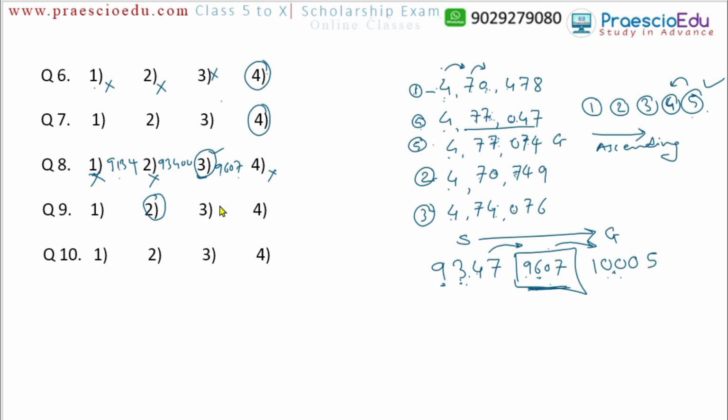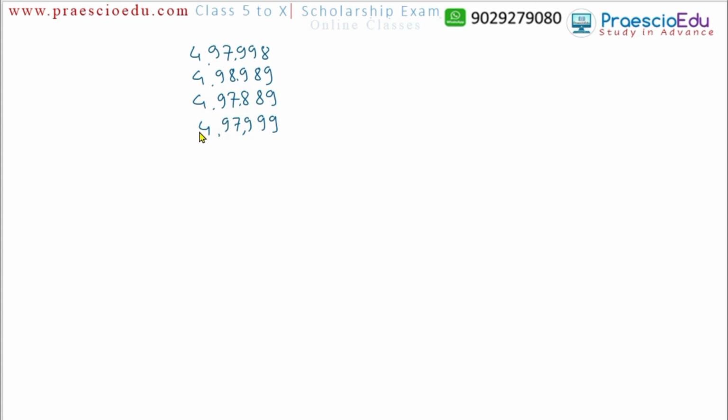So option number 2 is the correct one for question number 9. Now question number 10: what will be the sum of the first and the third number after arranging the numbers in descending order? So these are the 4 numbers given in the question, and we have to make the descending order first of all. After this, we take the first and the third number separately to make a summation, or we can say the addition.